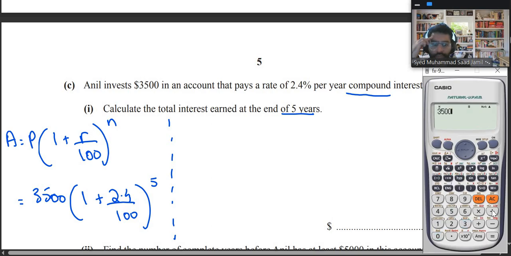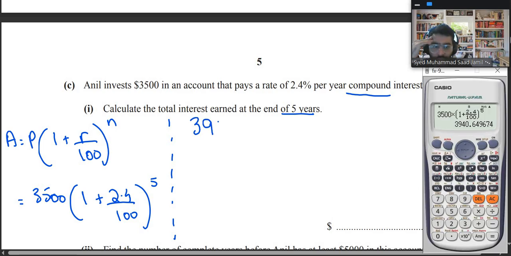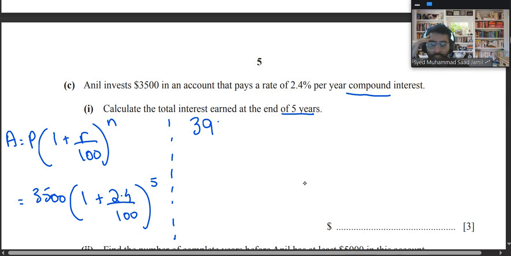So the amount we will find out, like after 5 years, how much amount Anil has in his bank account. So the principal amount is 3,500 multiplied by 1 plus interest rate is 2.4 upon 100, and for how many years? 5 years. Okay, we'll plug this whole thing into the calculator. 1 plus 2.4 upon 100 bracket 5. You guys might be thinking, what are you doing with life, right? So the answer is 3,940.64. Now look, do not put this as your answer.